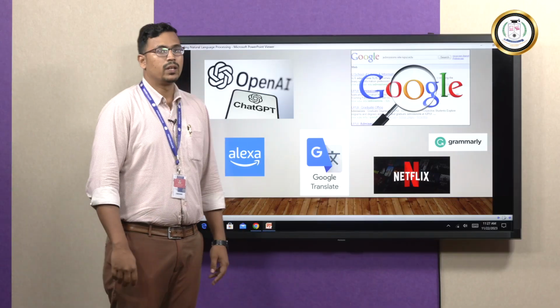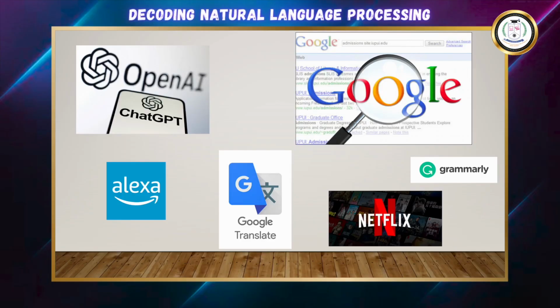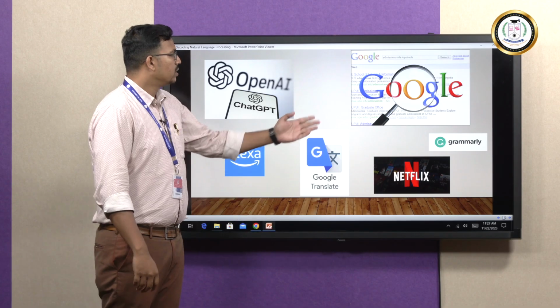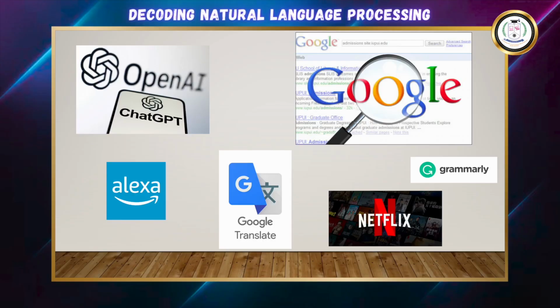Today we will be seeing about the topic Decoding Natural Language Processing. Before going into the topic, let us see some of the popular software tools used in today's era. You can see there is OpenAI's ChatGPT, there is Google search engine, and we have Amazon Alexa, we have Google Translate, Netflix, and then Grammarly.